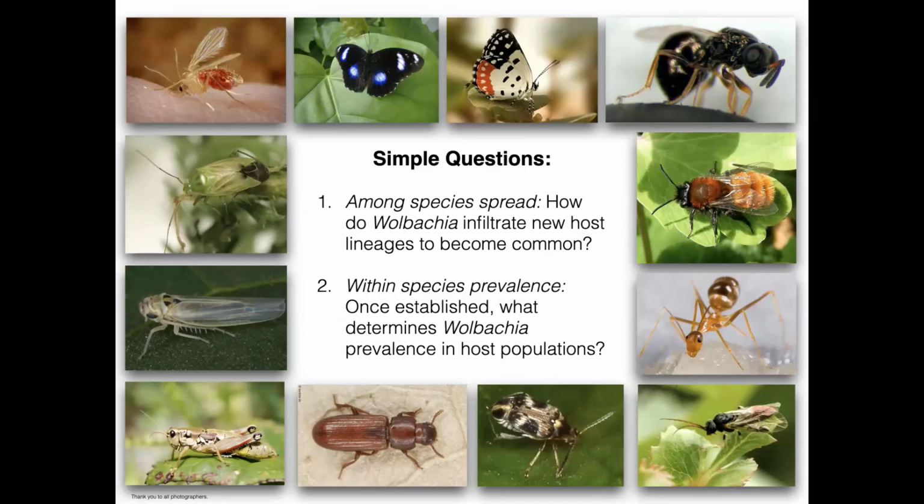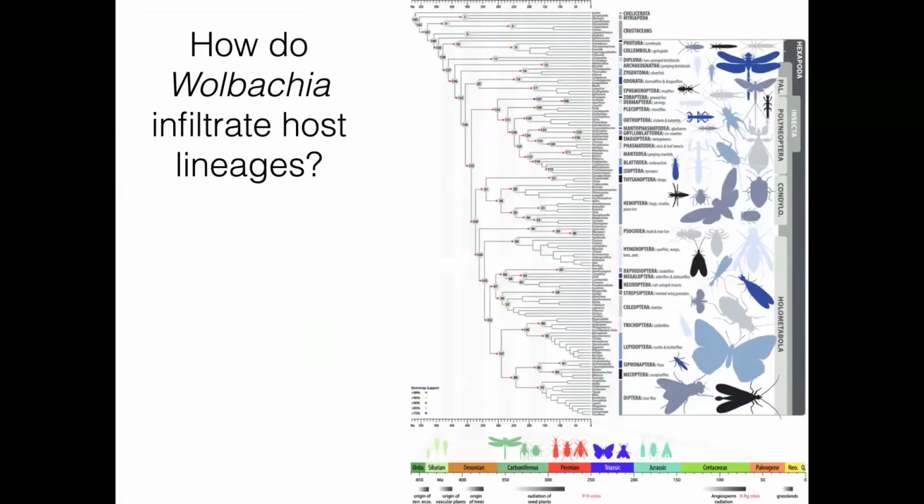And then also within species prevalence. So how common are Wolbachia in different systems? I noted that in WRI, it's about 93% and stable globally, but you'll see that in other systems, it's much more complex. And so I'm going to focus on these two today. So let's start with among species spread, and a basic question about how Wolbachia infiltrate host lineages.